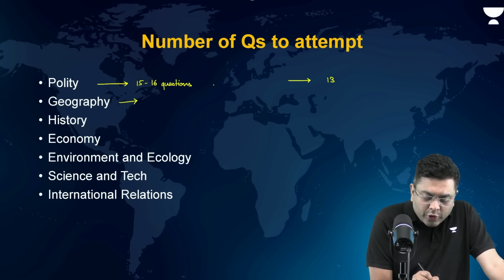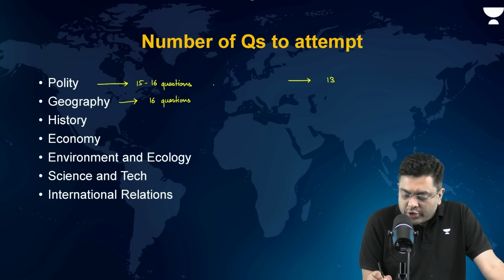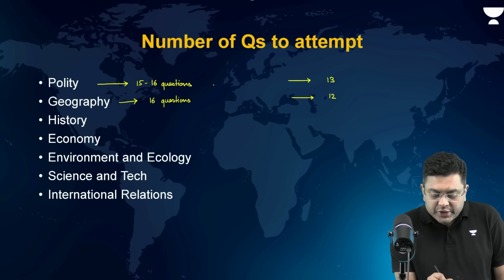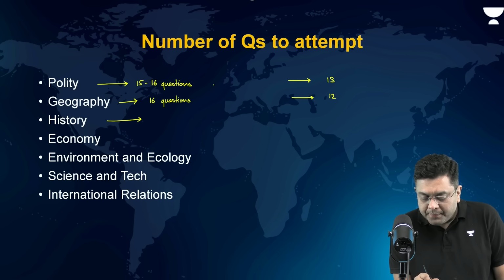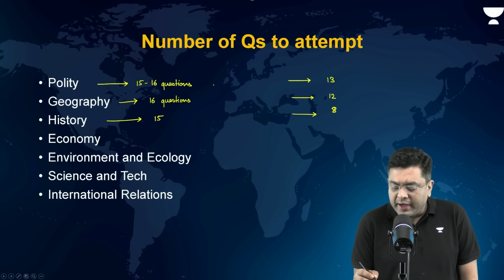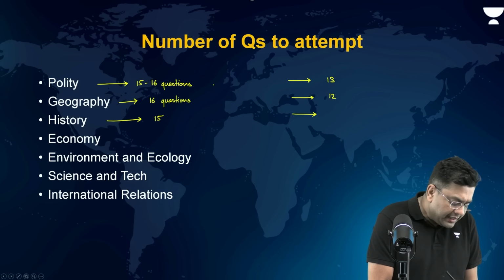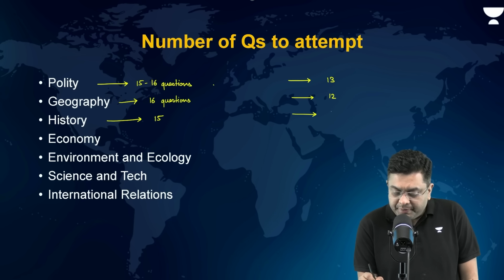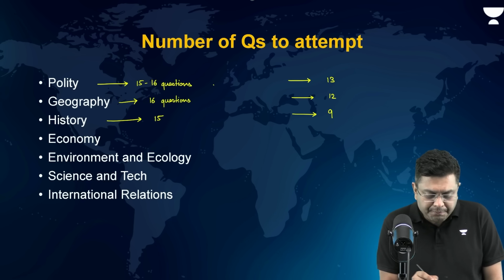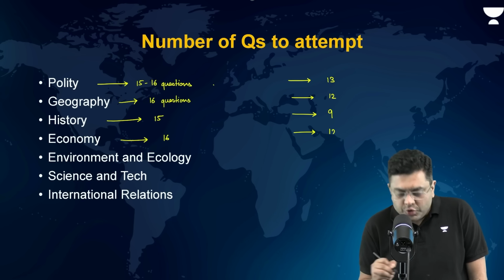Geography, out of the 16 questions, 12 based on the basic concepts and the places in news. 12 you will manage to get correct. History, out of the 15, let's suppose you have managed to get 8 or 9. Let's assume that you have managed to get 9. Earlier we pegged the figure at 10, but let's just suppose that it was a tough paper. Out of 15, I was able to manage only 9. Rest of them were very factual. I left them. Economy, out of 16, again a high yielding area, 12.